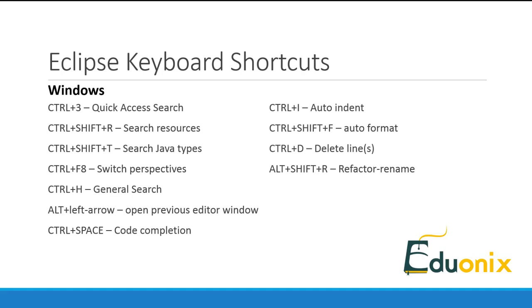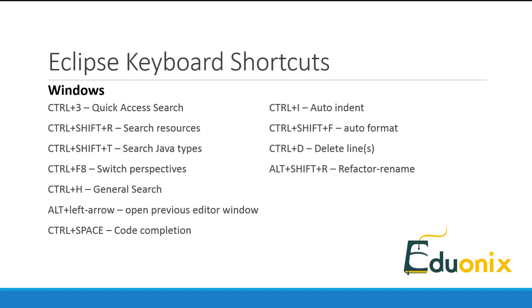Eclipse uses perspectives to define a group of views for different types of development. For instance, a debug perspective for debugging and a Java perspective for development and viewing code samples more easily. To easily swap between perspectives, we can use the shortcut Control and F8. In order to perform a more general search, we can use the Control and H key combination.